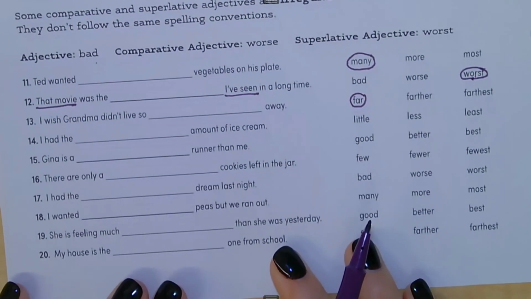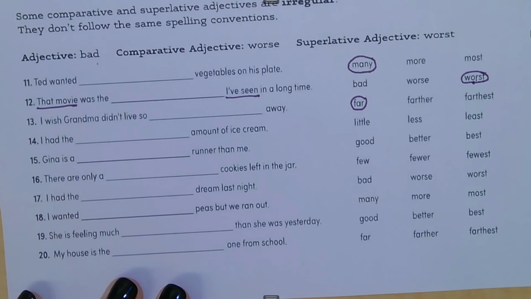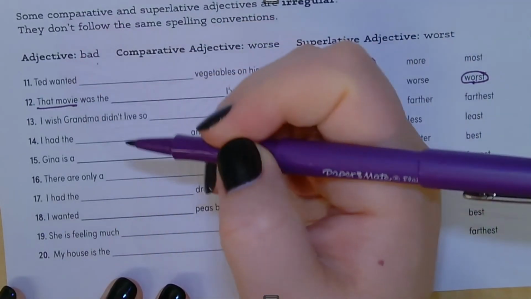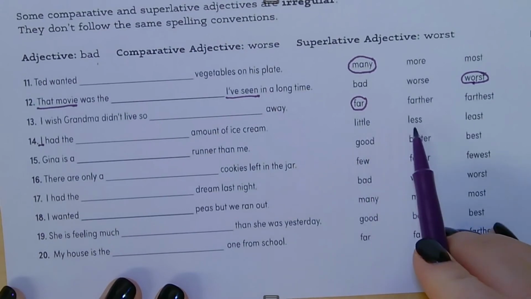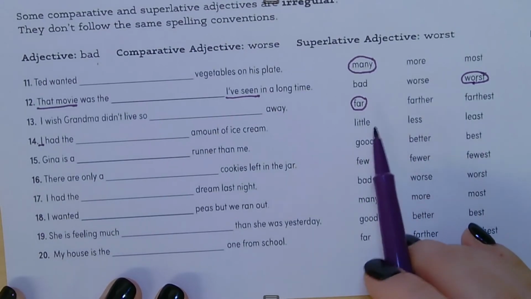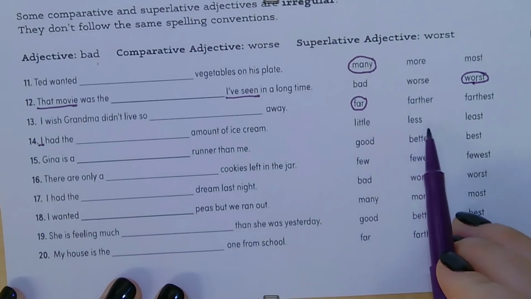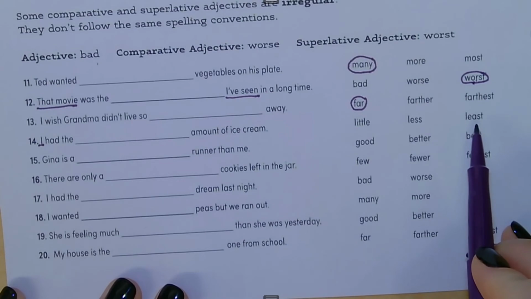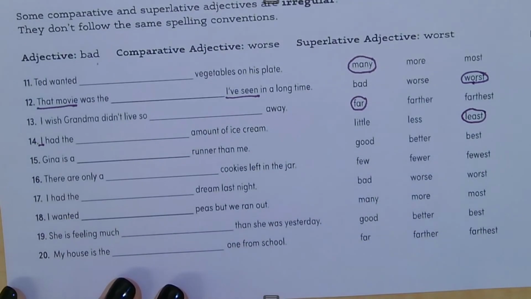Number 14. I had the blank amount of ice cream. Okay, what are we comparing here? I think she is comparing her ice cream to everyone else's ice cream. All right, so we have little, less, least. So listen to them all. I had the little amount of ice cream. I had the less amount of ice cream. Or I had the least amount of ice cream. She had the least, so she means out of the whole group, she had the least amount of ice cream.